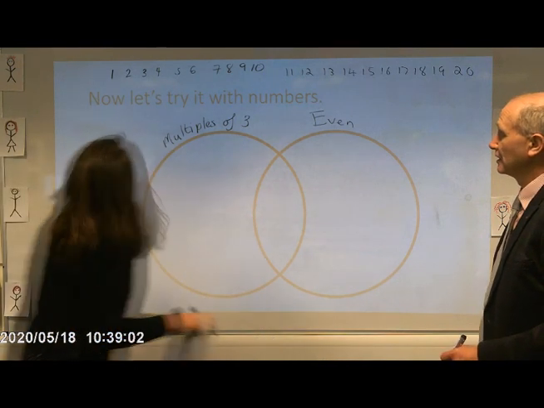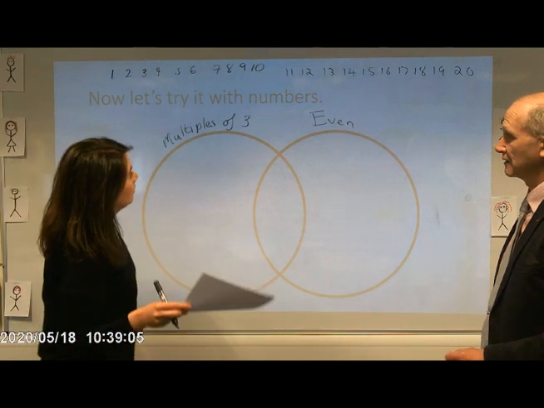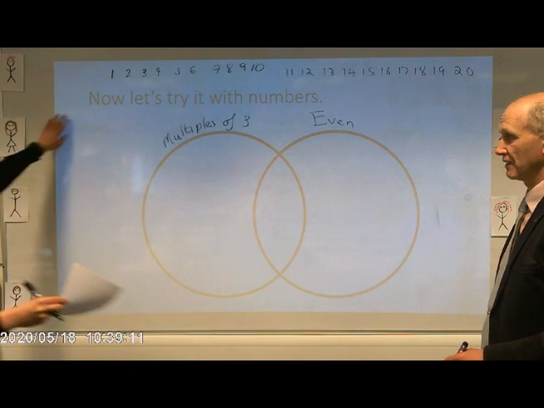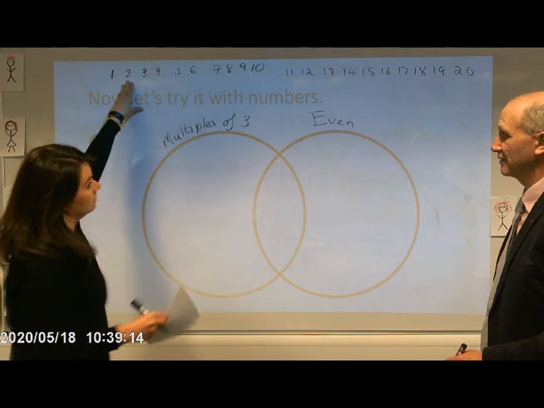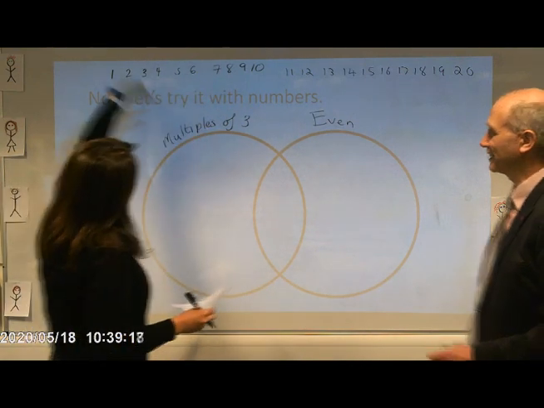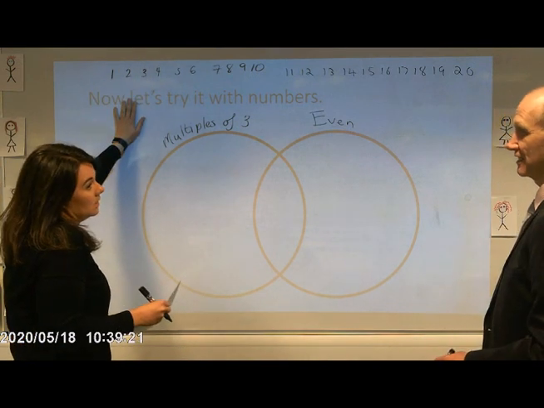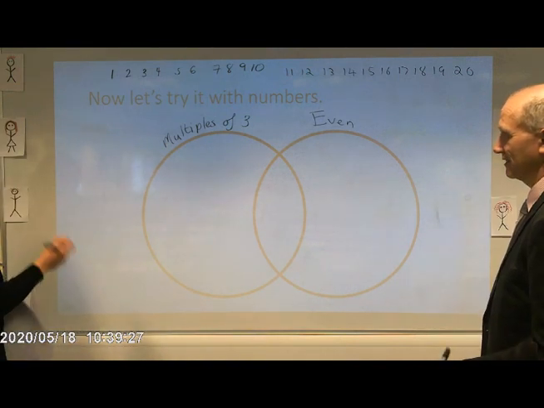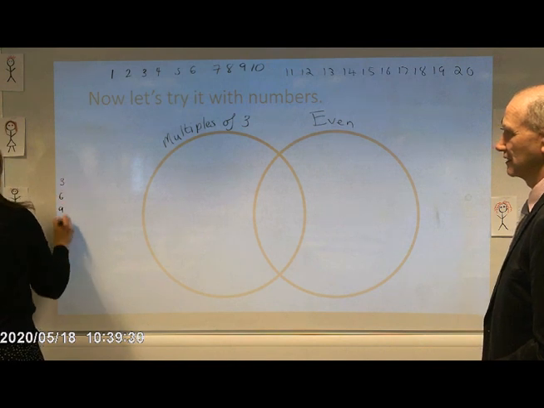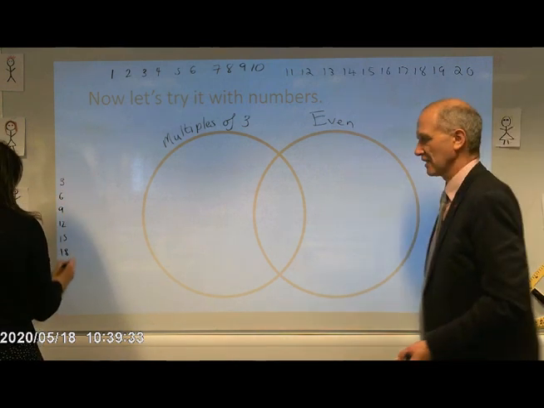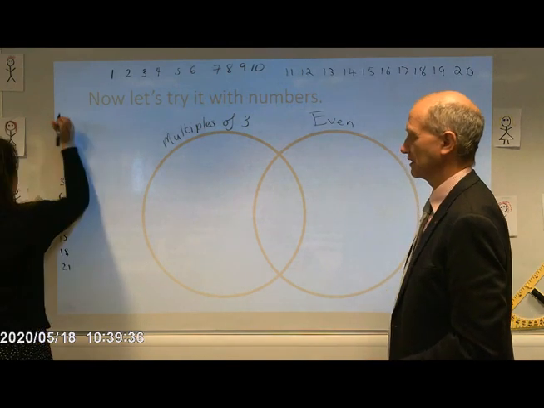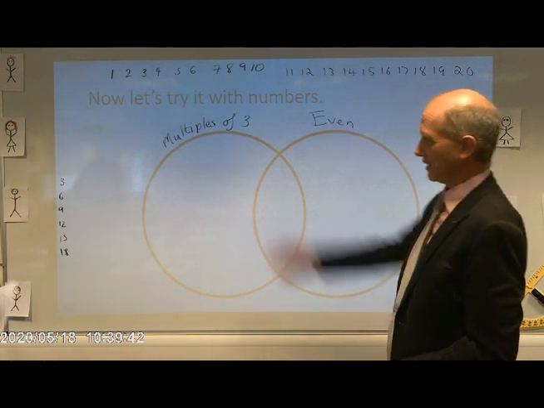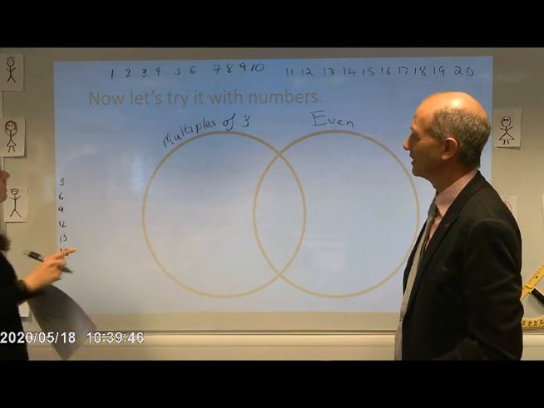In the middle, you want to put the numbers that are both multiples of 3 and even. Now, every other number here is even, starting with 2. So 2, 4, 6, 8, 10. Then you need to work out if it's in the 3 times table: 3, 6. You might want to make a note of the numbers in the 3 times table, if they're not already in your head. I only need them from 3 to 18. So, even multiples of 3.